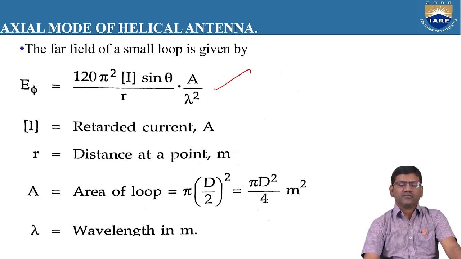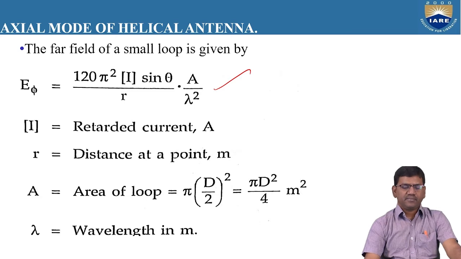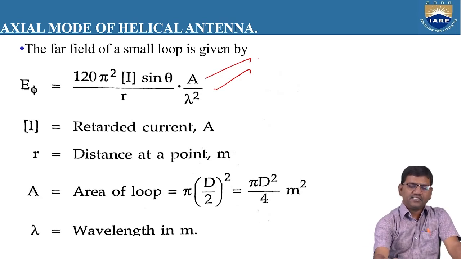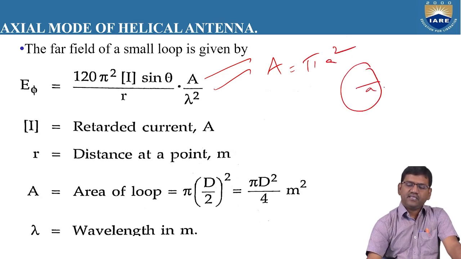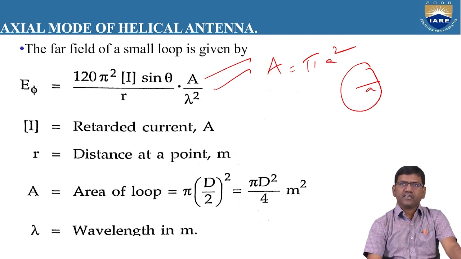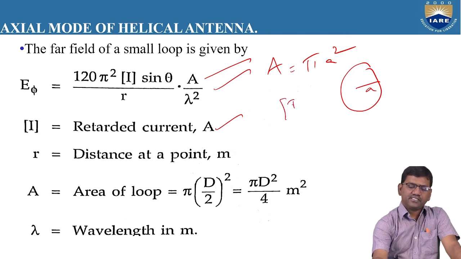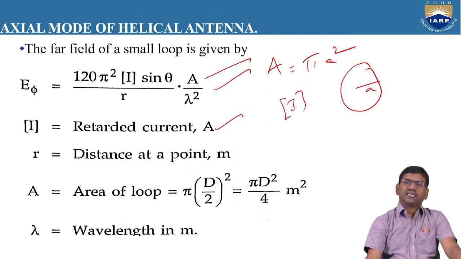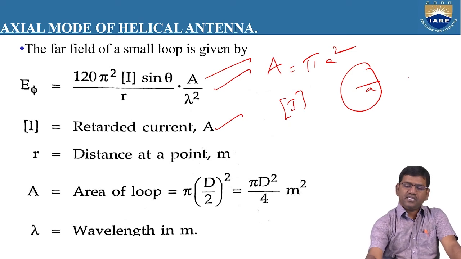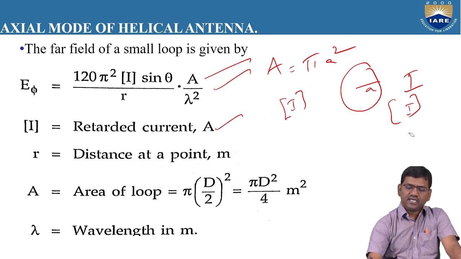So the electric field of the loop antenna is given by 120 pi square I into sin theta by R into A by lambda square. Here A represents the area of the loop. The area of the loop is given by pi a square, where a is the radius. And I is known as the retarded current, which is indicated as I in braces. Whenever we indicate the current I in braces, it becomes the retarded current.